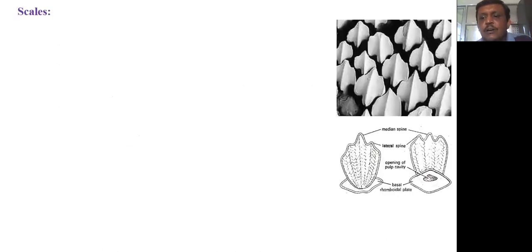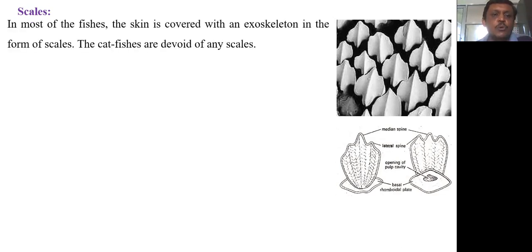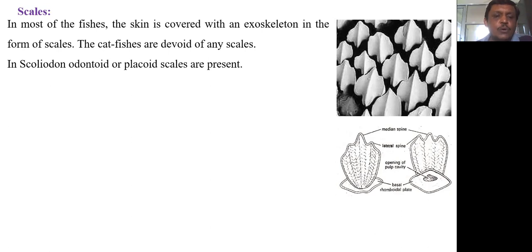Now let us have a short look at the scales, which are dermal scales, present as a form of exoskeleton over the body surface. So the scales in case of Scoliodon are placoid type of scales. In most of the fishes, the skin is covered with an exoskeleton in the form of scales. In catfishes, there is no scale, but in most of the fishes, there are scales. In Scoliodon, odontoid or placoid scales are present, which are shown in the diagram also.